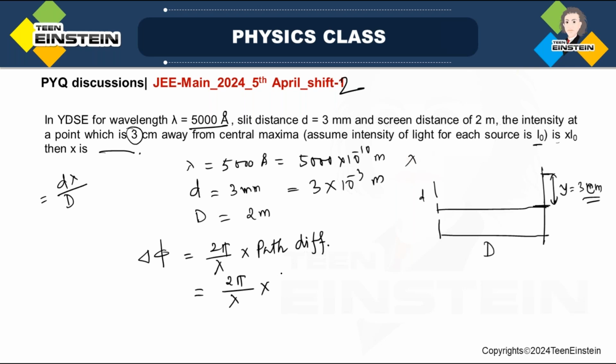So let us write this. Small d is given, so that is 3 millimeter, which means 3 into 10 to the power minus 3. Let me write in terms of the expression itself. So the path difference will be d lambda by capital D.